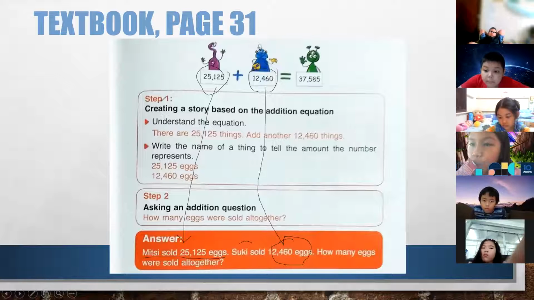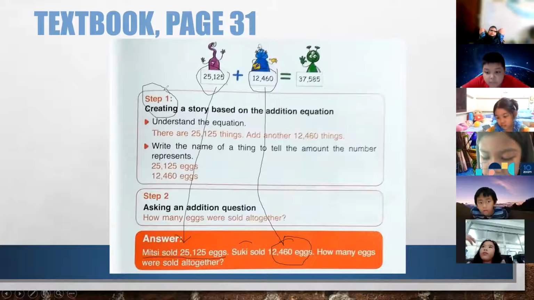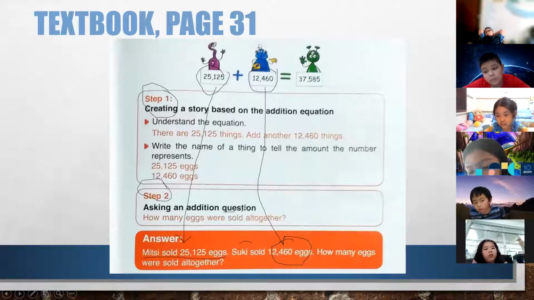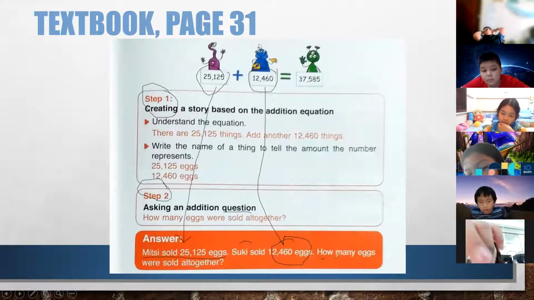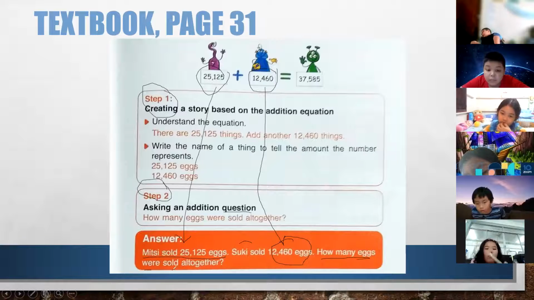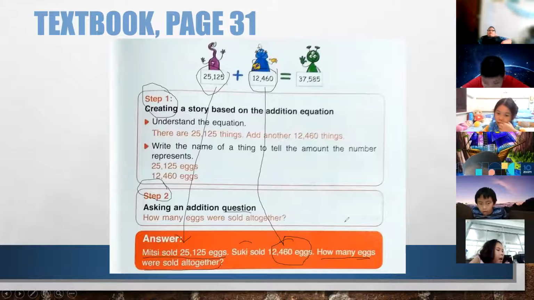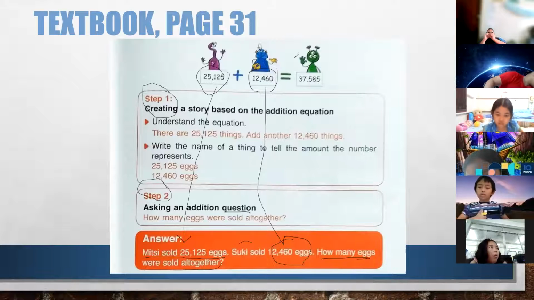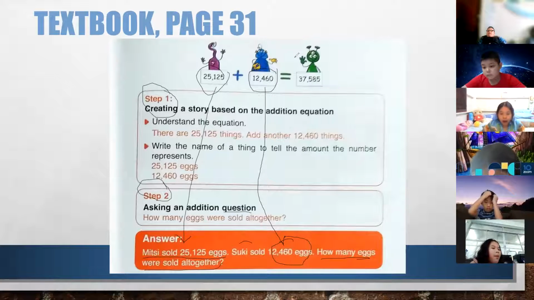So that is step one, creating a story. And then step two, the last part of your answer should be a question. How many eggs were sold altogether? Do you understand, Proton? Show me your thumbs up. Okay. So that is our first example, how to create a word problem based on the addition equation.